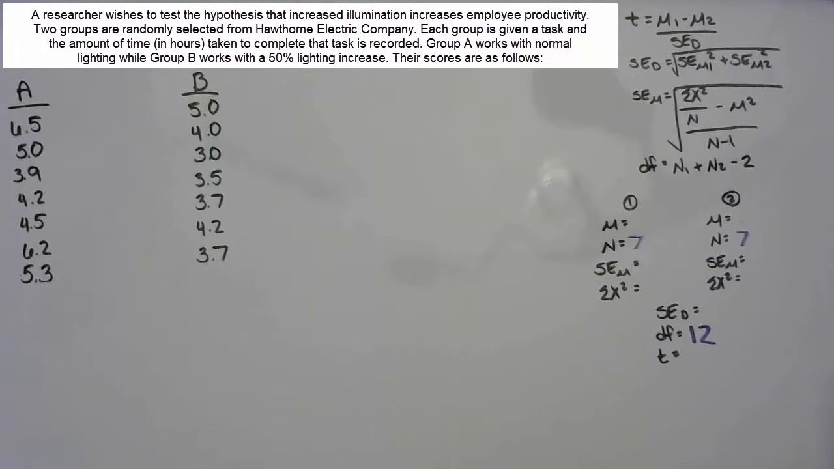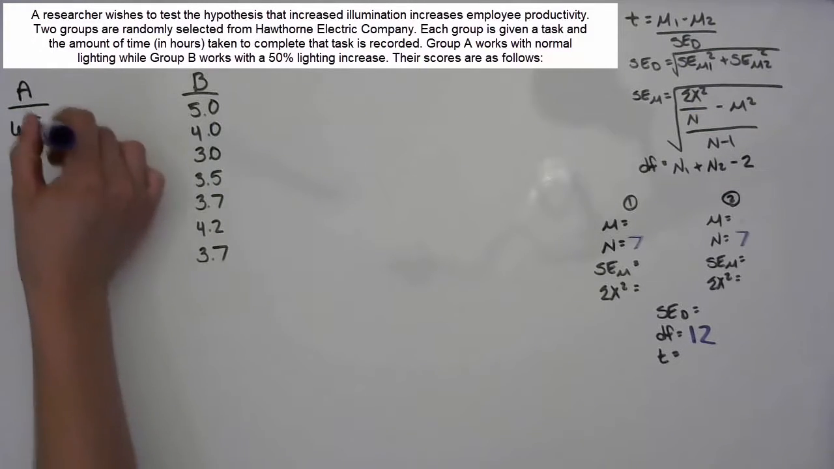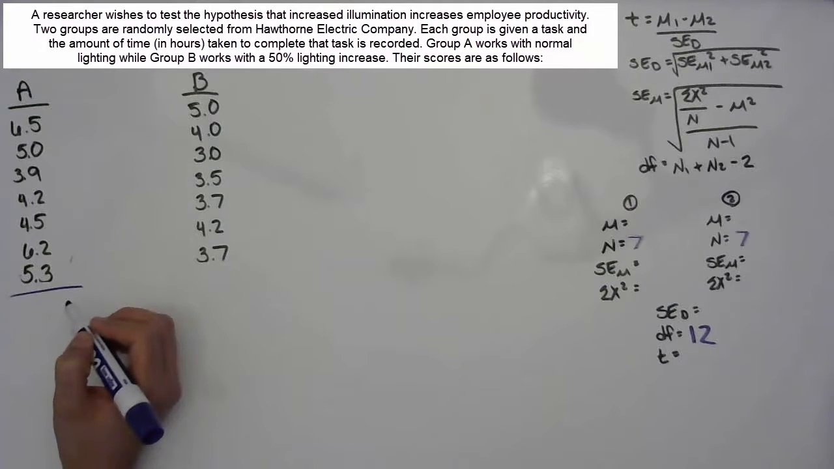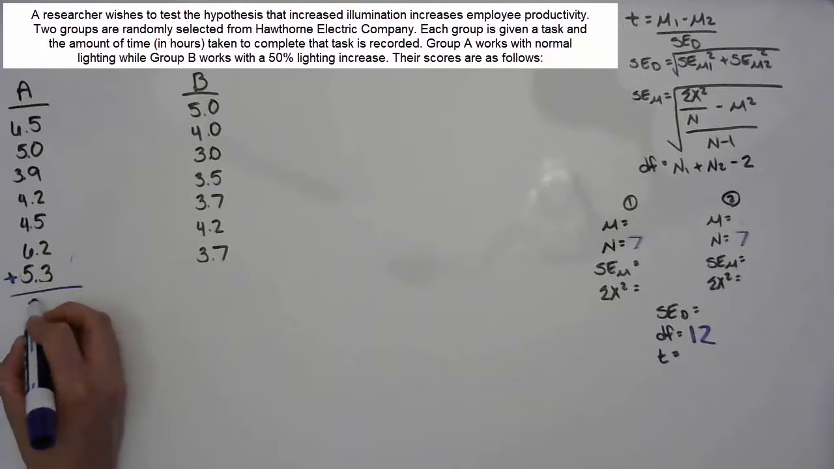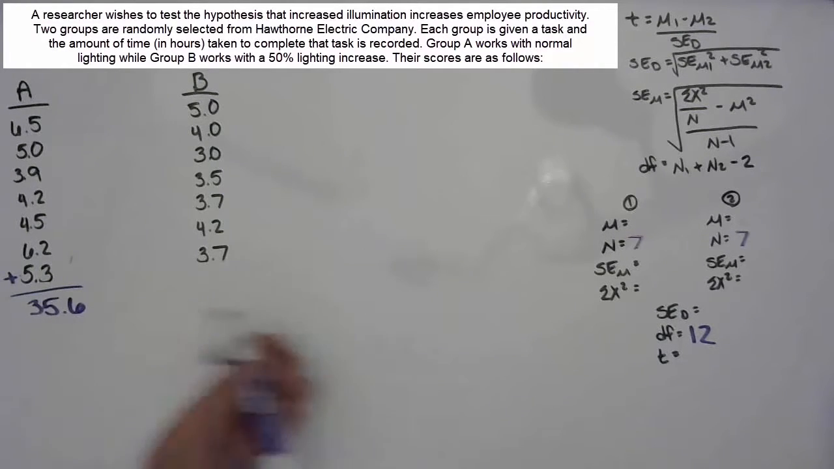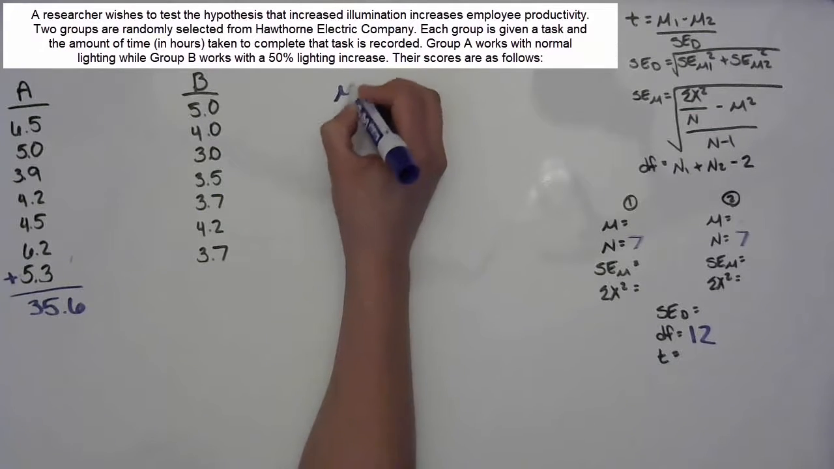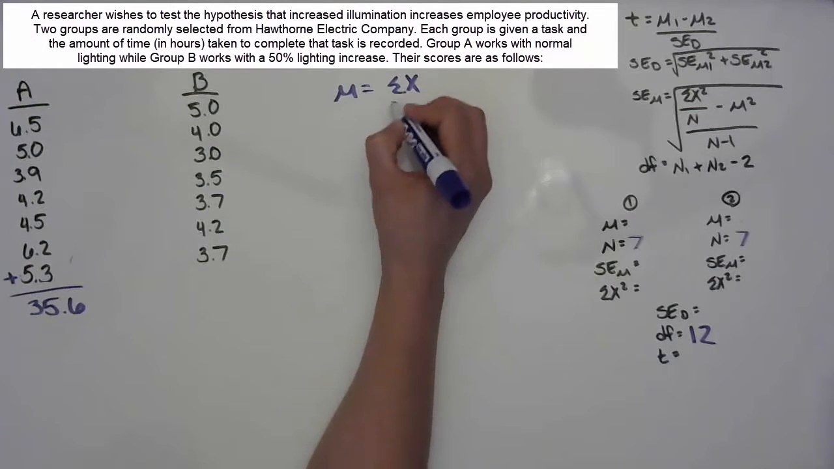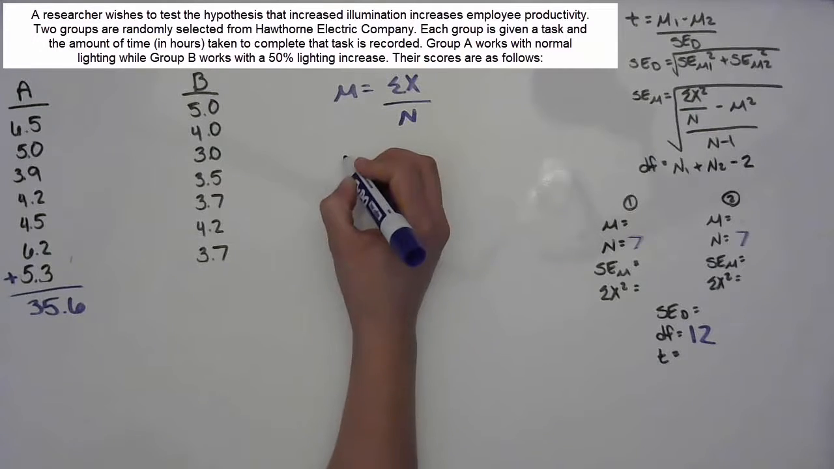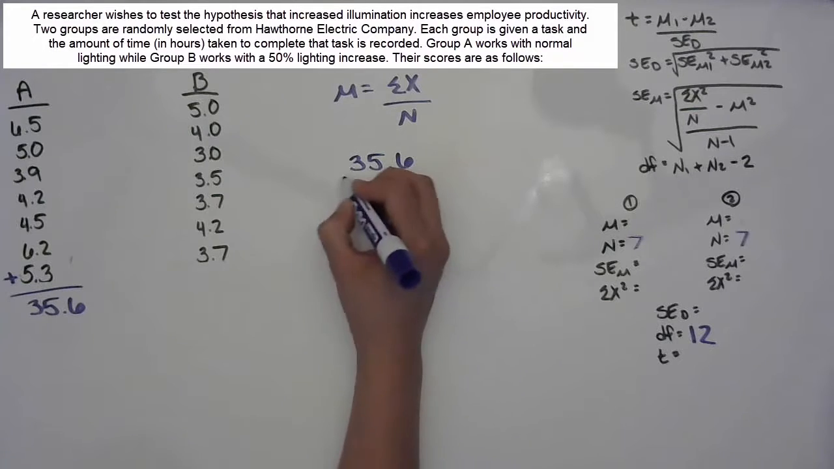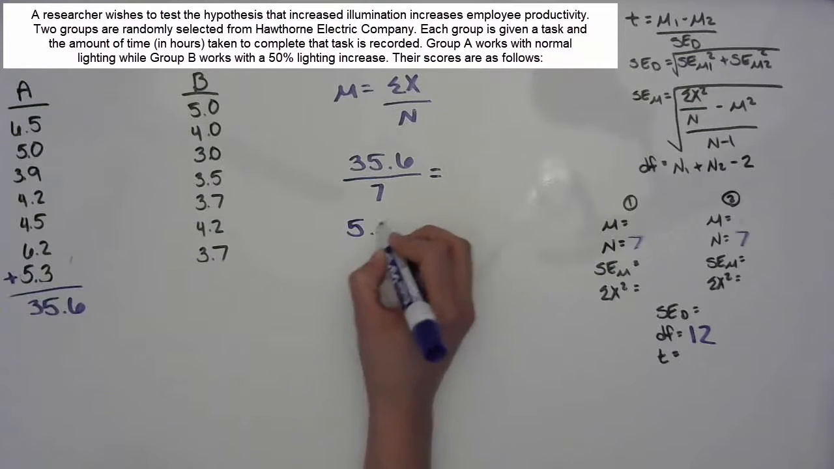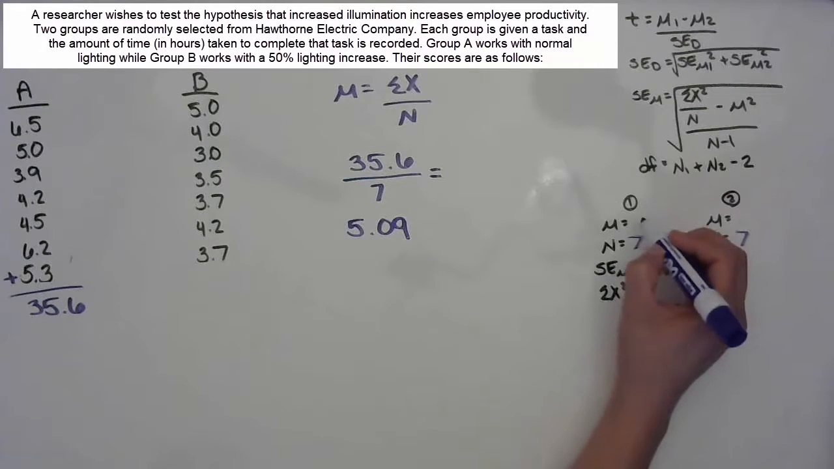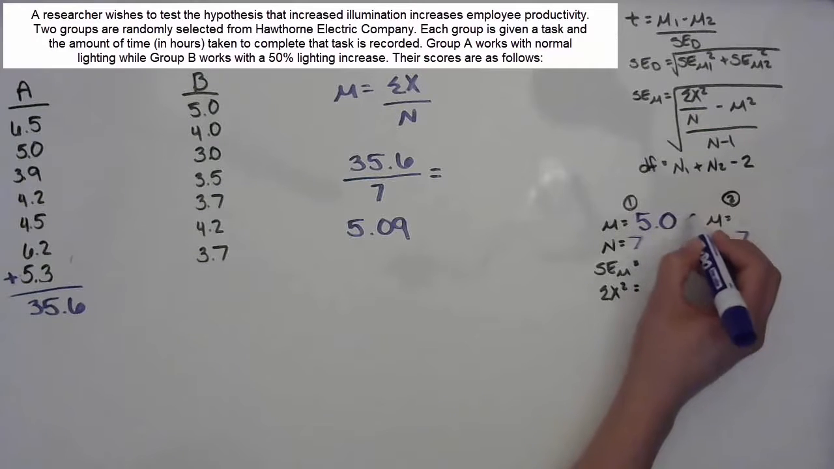Next, let's find our mean. In order to find our mean, we need to add up the scores from each group and then divide it by how many we have in each group. When we add up all of these scores, that gives us 35.6. Our formula for mean is the sum of the scores divided by how many you have in your sample. So we have 35.6 divided by our N value of 7. When we divide that out, that gives us 5.09. So for Group 1, we have a mean of 5.09.